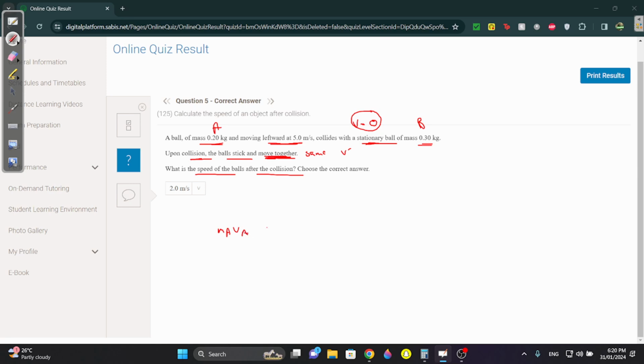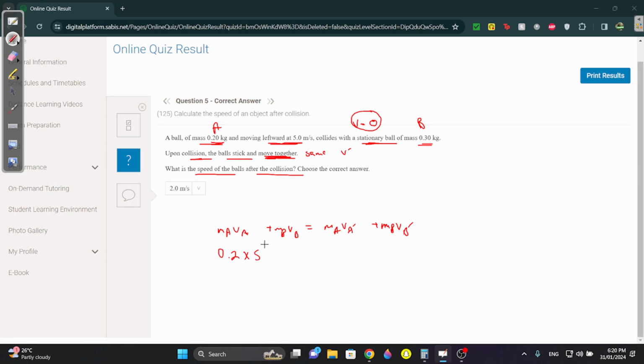MAVA plus MBVB equals MAVA prime plus MBVB prime. So what do we do? Okay, substitute. It's super simple. MA is 0.2, times VA, which is 5.